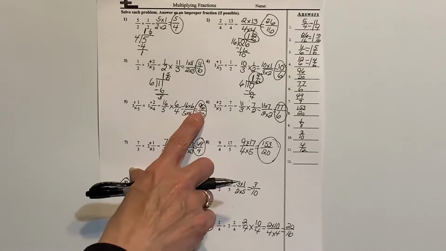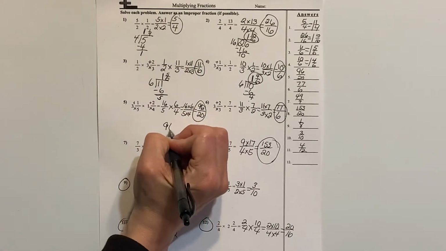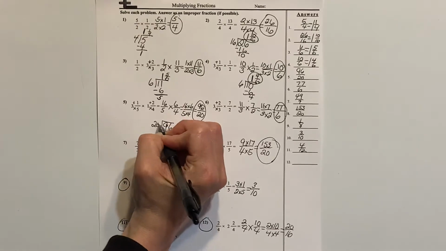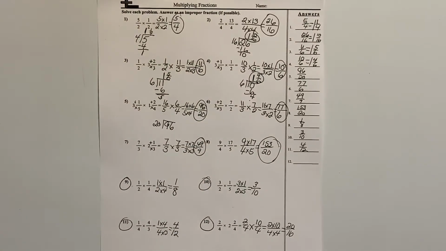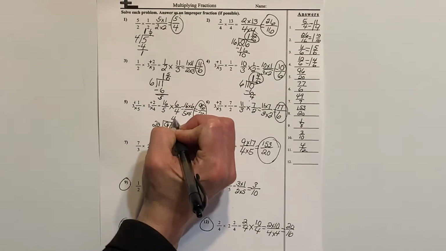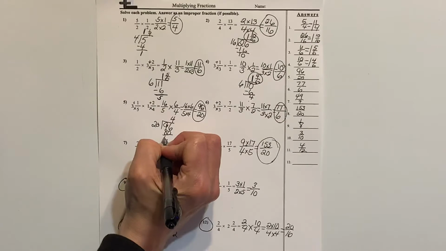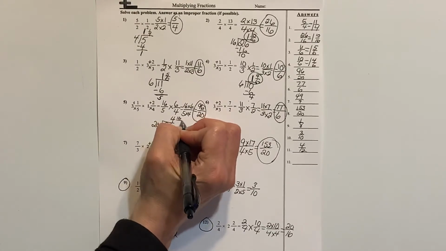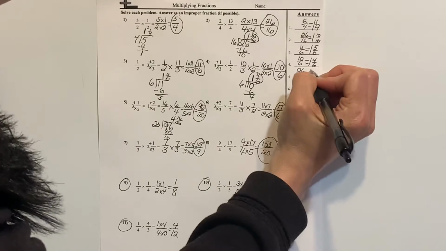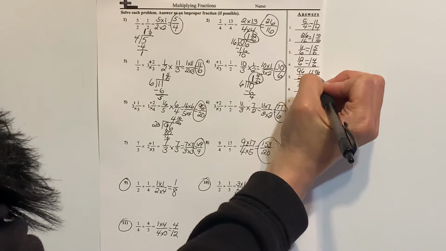All right, 96 divided by 20. Well, we've got the smaller numbers, but we can count by 20s. 20, 40, 60, 80, 100. I went too far. So it's not 5 20s because that's what I counted to. It's got to be 4 20s, which is 80. So 96 minus 80 gives me 16. So it's 4 16 20ths. So this would be 4 16 20ths.